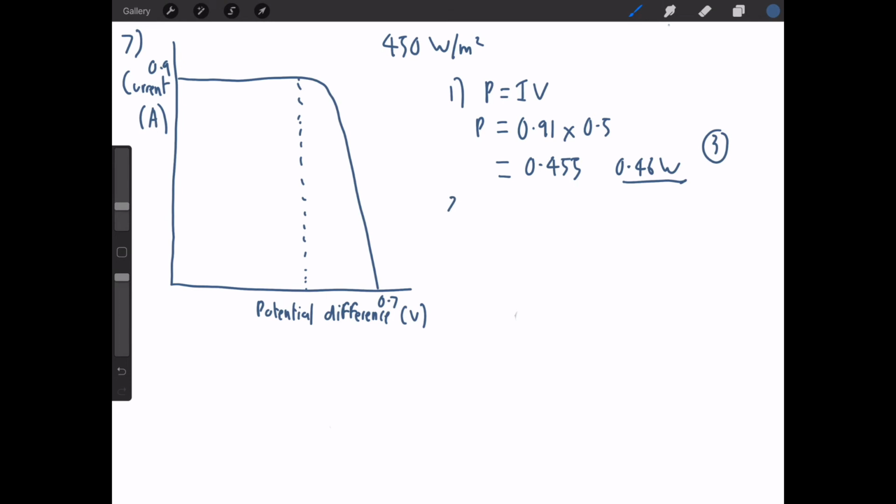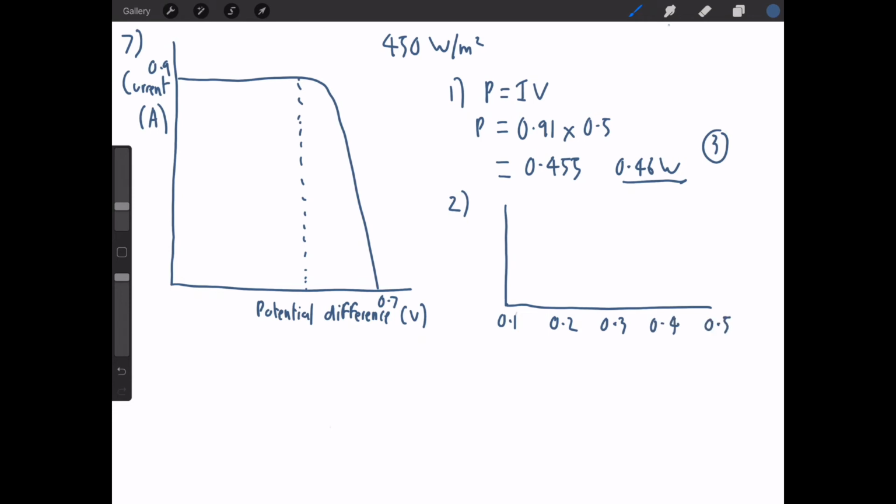Right, question 2. Draw a sketch graph to show how the power output of the solar cell varies with potential difference between 0.1 volts and 0.5 volts. You don't need to include values on the y-axis. They have included values on the x-axis, so they've got 0.1, 0.2, 0.3, 0.4 and 0.5.